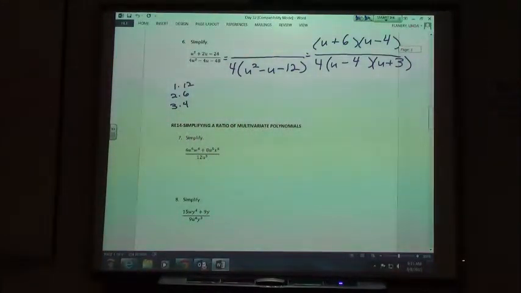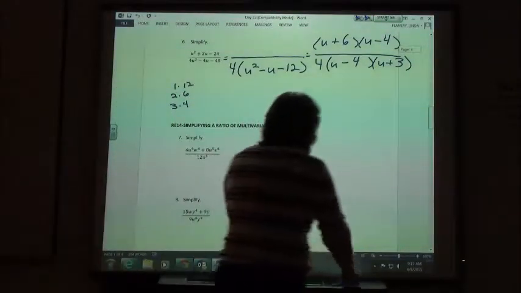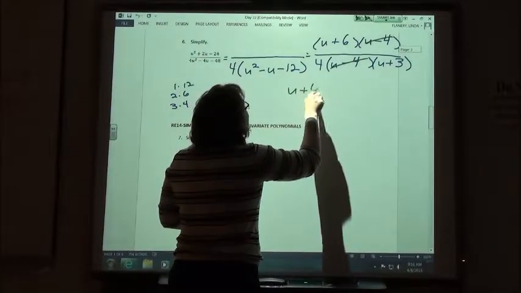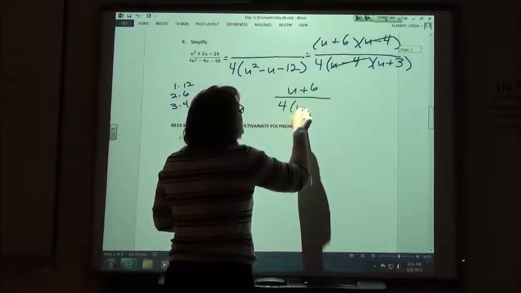My common factor, U minus 4, we can cancel that out of there. And so on the top we have U plus 6. On the bottom we have 4 times U plus 3.